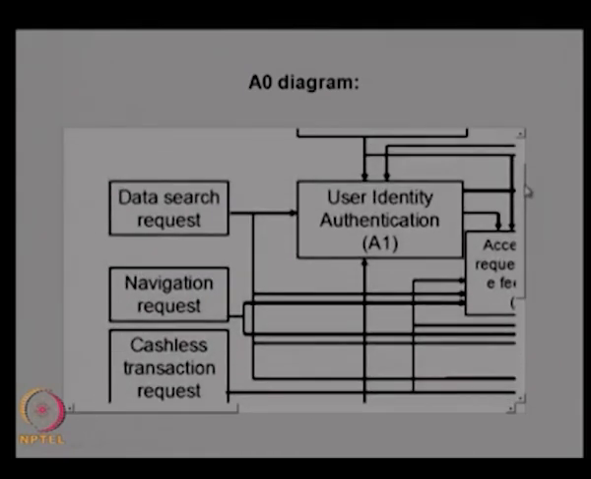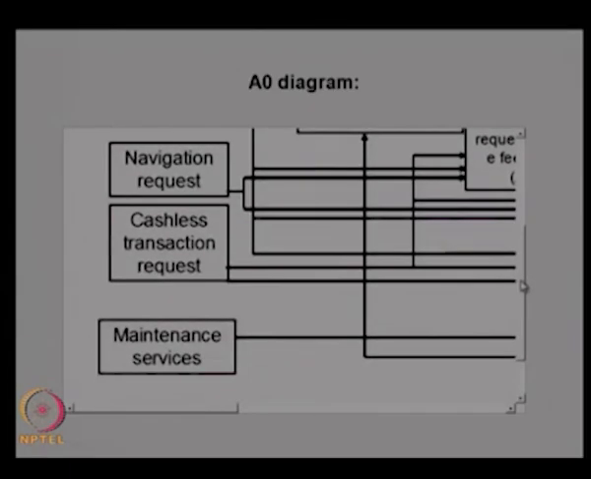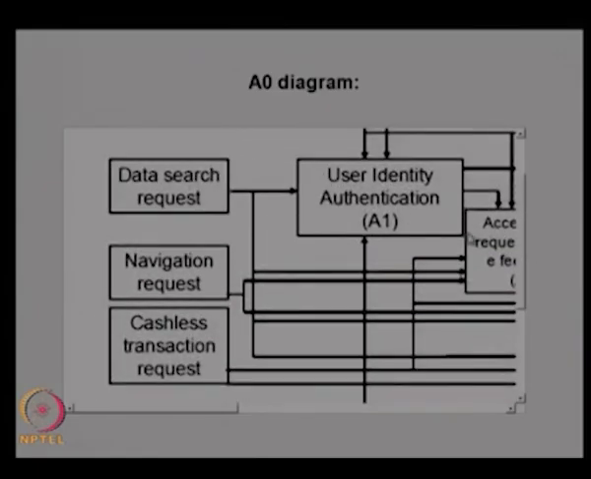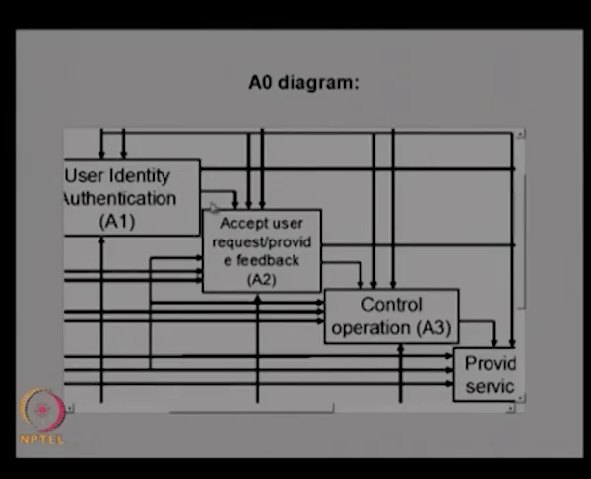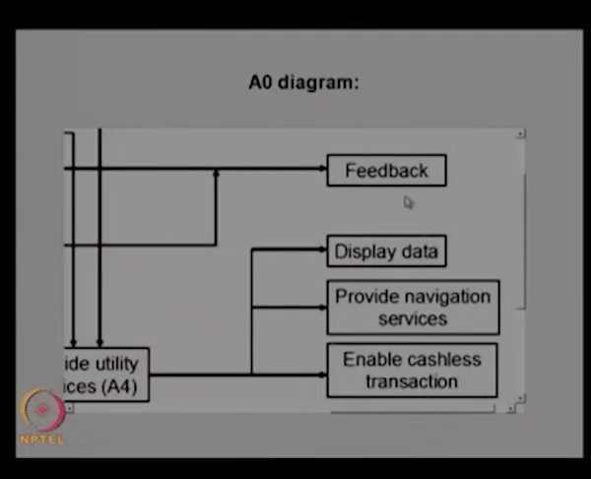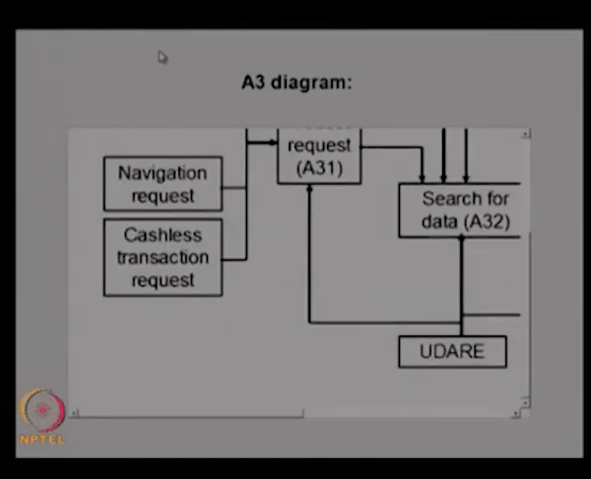You can see there are different inputs coming to the system, data request, navigation, cashless transaction request and other services, and for that one we need to provide all the functions. These inputs will be going to these functions, and then the input will be processed and the output will be provided over here. So that is the output from the first level diagram or A0 diagram. And then we have the further decomposition.